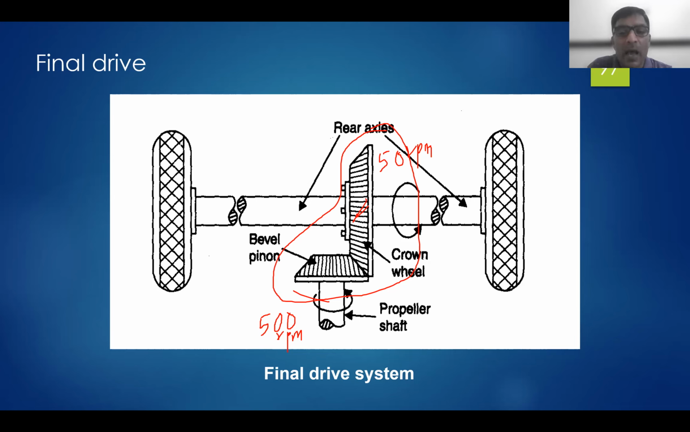And again, as this combination has bevel teeth, it enables these components to divert power at 90 degree. So these are the two functions.